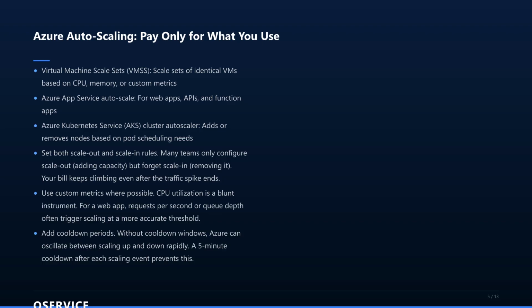Test your scale-in behavior. Run load tests against your staging environment to confirm that resources are actually removed after simulated traffic drops. A well-configured autoscaling setup can cut compute costs by 20 to 30% compared to static provisioning. Combined with reserved instances on your baseline capacity, the savings stack quickly.